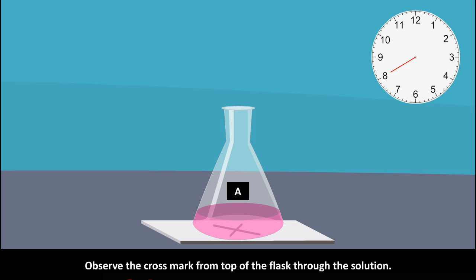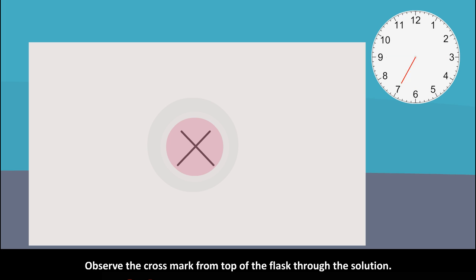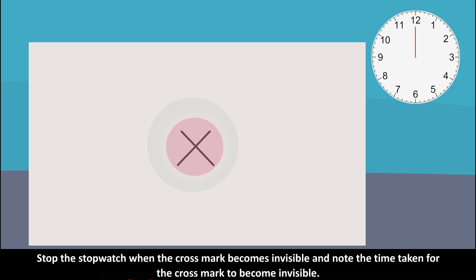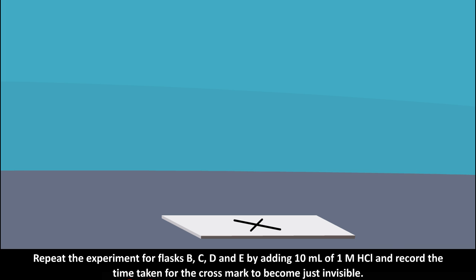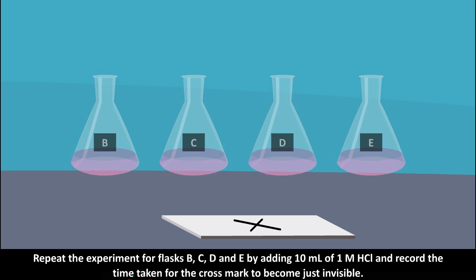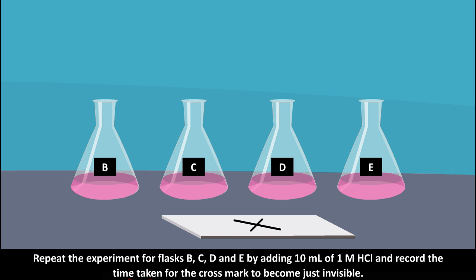Observe the cross mark from the top of the flask through the solution. Stop the stopwatch when the cross mark becomes invisible and note the time taken for the cross mark to become invisible. Repeat the experiment for flasks B, C, D and E by adding 10 ml of 1 M HCl and record the time taken for the cross mark to become just invisible.